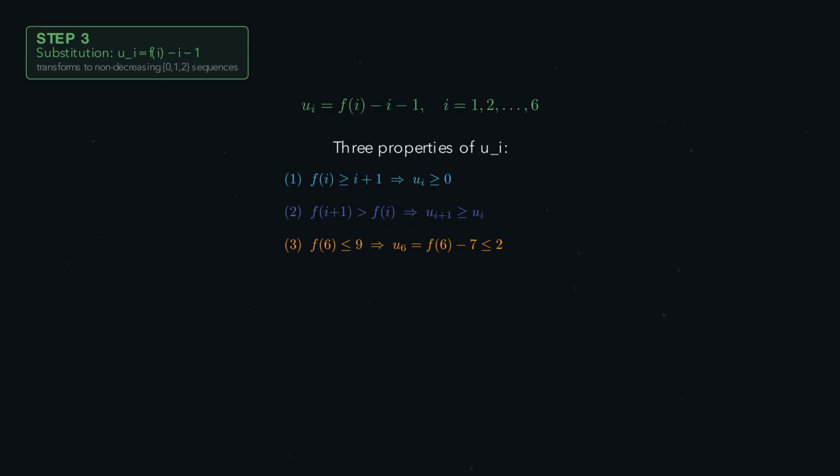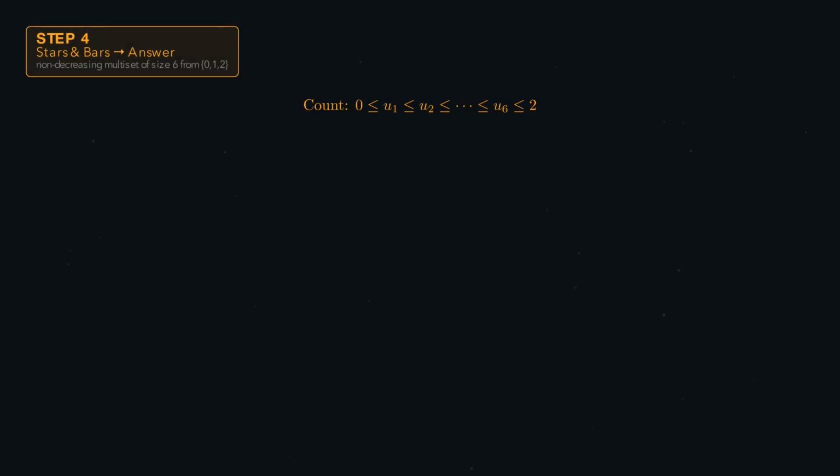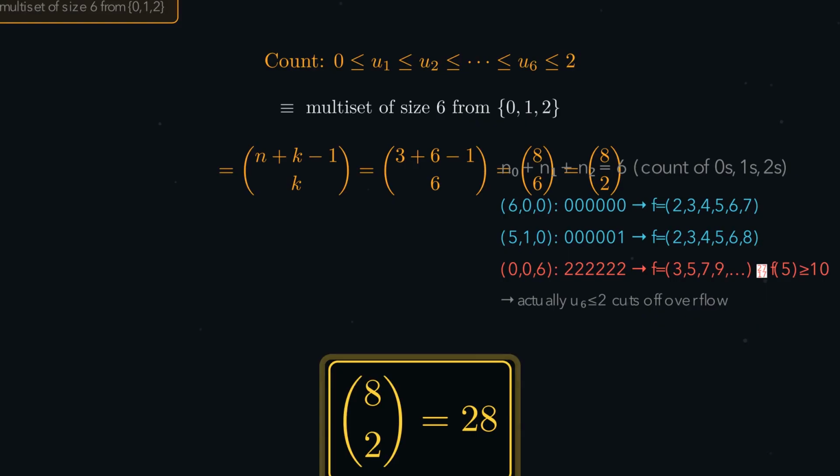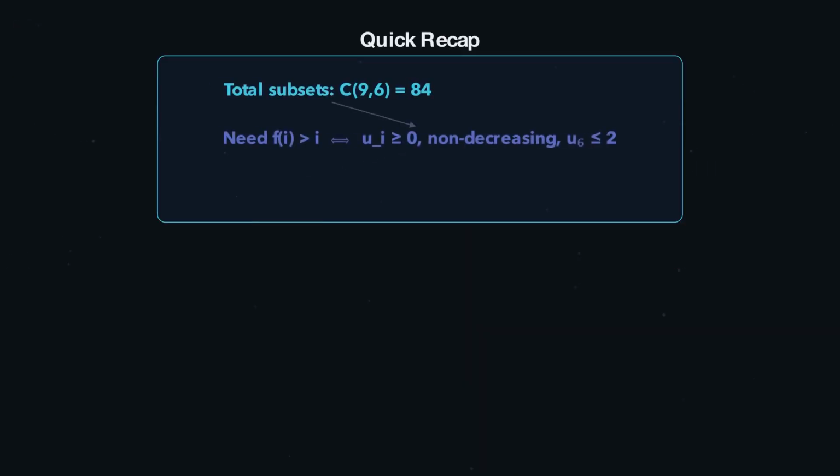Here's the key move. Define u sub i as f of i minus i minus 1. This quantity is non-negative, non-decreasing across all 6 positions, and capped at 2, because f of 6 can be at most 9. So we need non-decreasing sequences of length 6 from the set 0, 1, 2. Counting non-decreasing sequences of length 6 from 3 values is exactly stars and bars: C of 8 choose 2, which equals 28. That's our answer. Option 4.